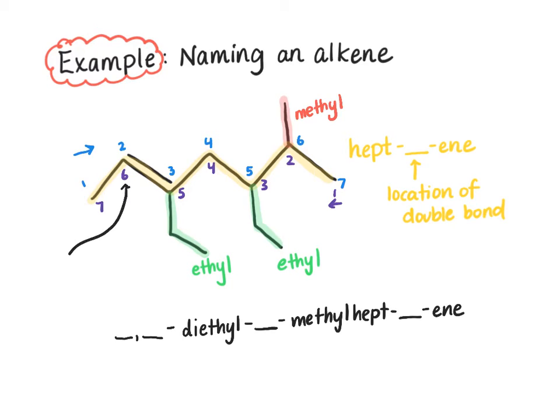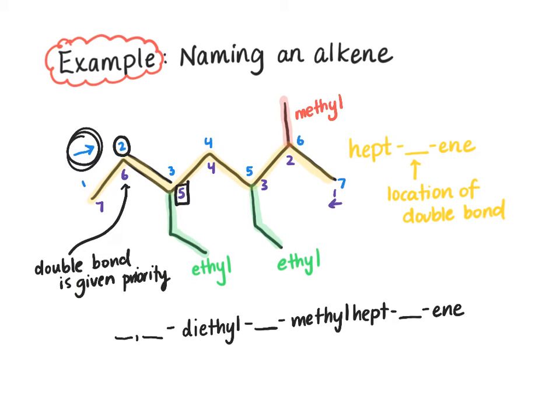If we look here, our double bond is given priority. So what that means is going from left to right, our double bond is on carbon 2. Going from right to left, our double bond is on carbon 5. So 2 is better than 5 in terms of priority. So we're going to use our left to right numbering. So hept-2-ene. Our ethyls are on 3 and 5, and our methyl is on 6.